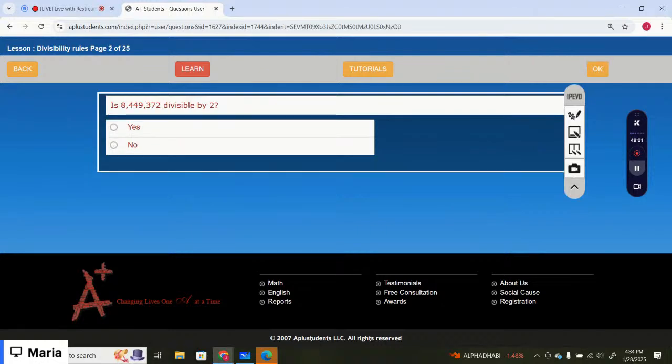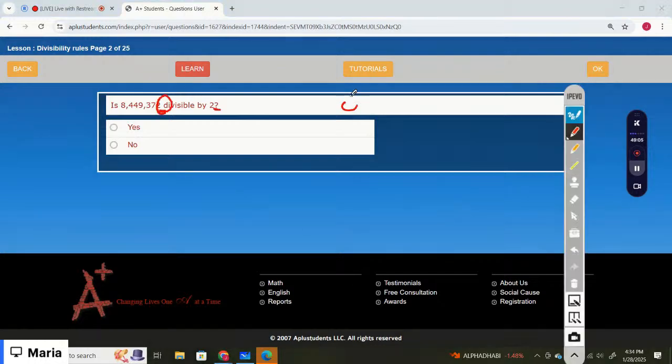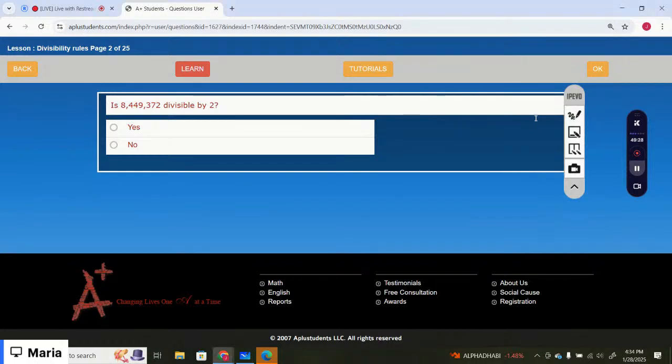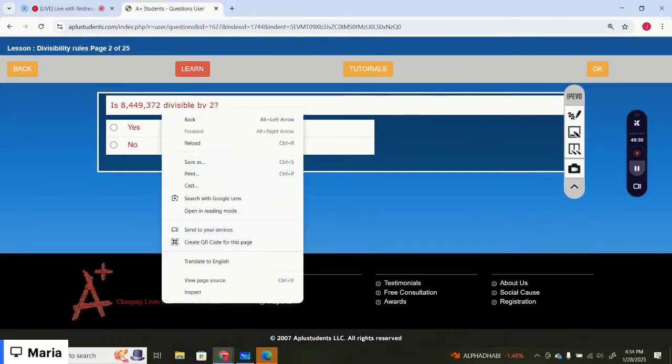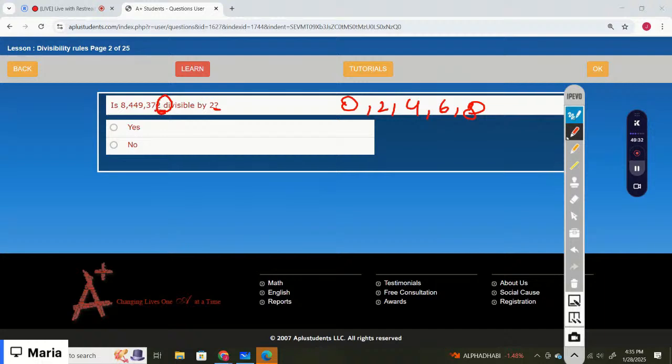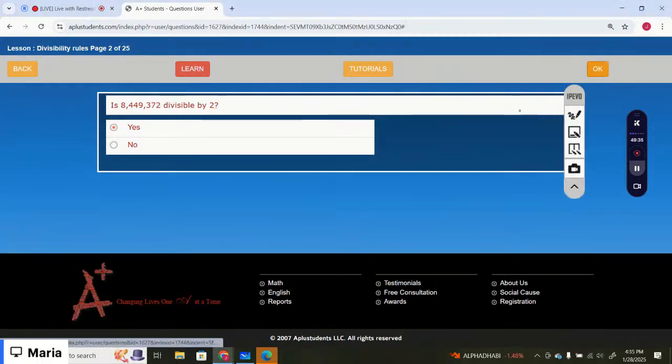Is the number divisible by 2? The divisibility test for 2 is the ones digit is either 0, 2, 4, 6, or 8. If the ones digit is 0, 2, 4, 6, or 8, that means the number is divisible by 2. Here the ones digit is 2. That means the number is divisible by 2. The correct option is yes.